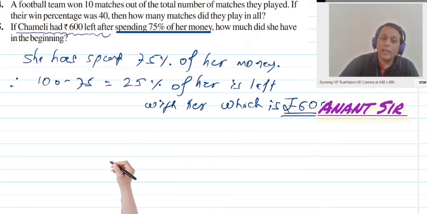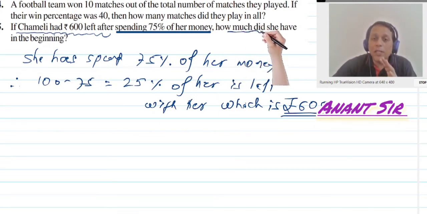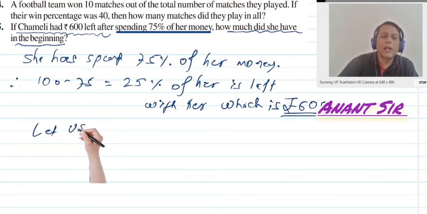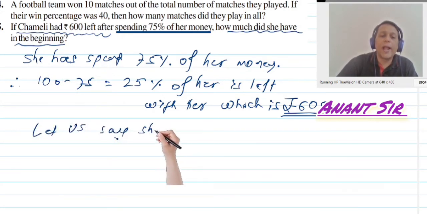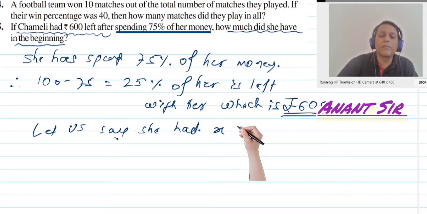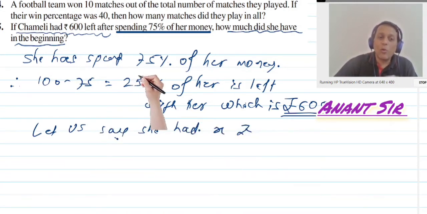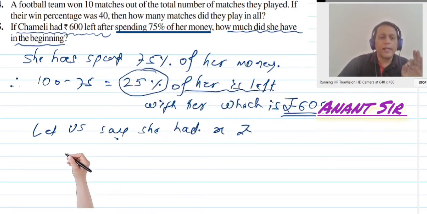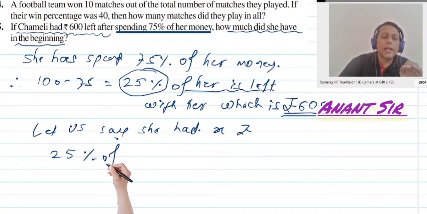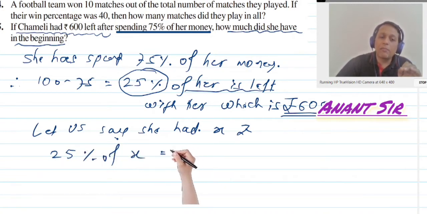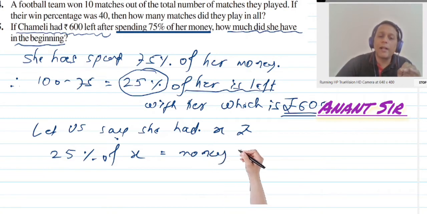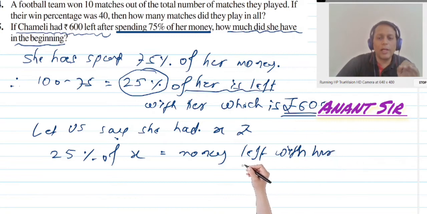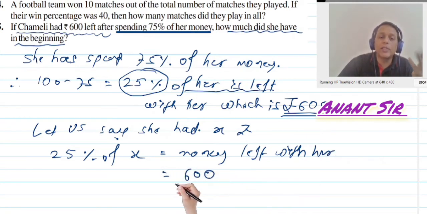Now again we can find the answer. How much did she have in the beginning? Let's say she had X rupees. So now 25% of her money is left, right? So 25% of X is money left with her, right? Am I correct? Money left with her is only 25%. What is that amount? That is 600.